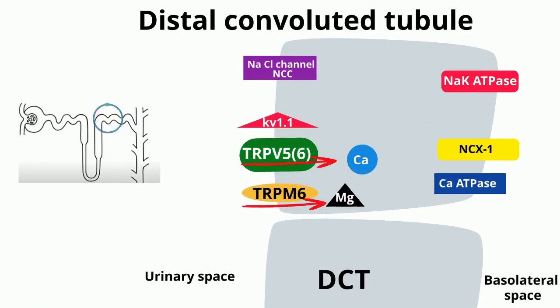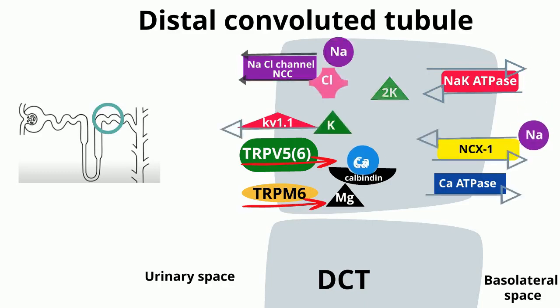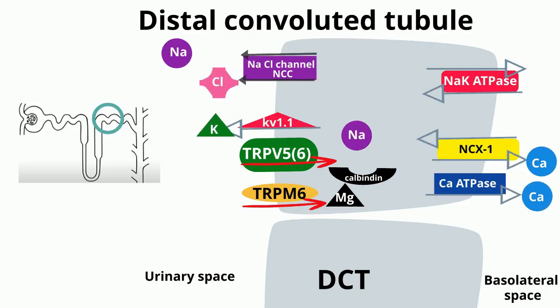Calcium is reabsorbed via active transport through the TRPV5 receptor, the transient receptor potential vanilloid subtype 5. This receptor is under the regulation of parathyroid hormone and vitamin D. Calcium gets reabsorbed through this channel. It takes calbindin across the cell and it gets kicked across the basolateral membrane through the sodium-calcium exchanger or the calcium ATPase.